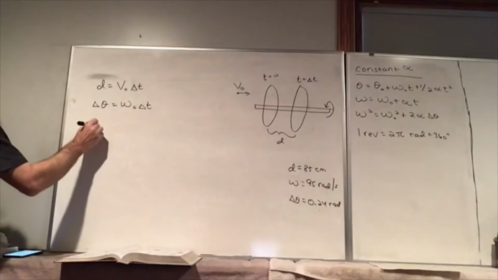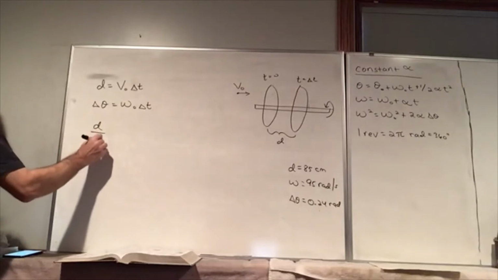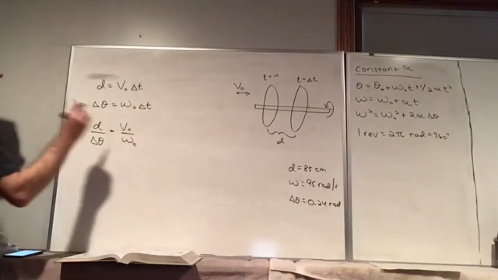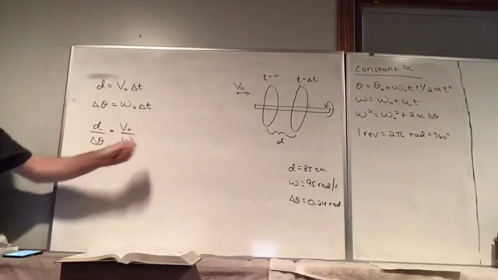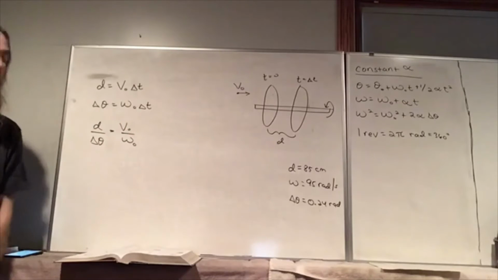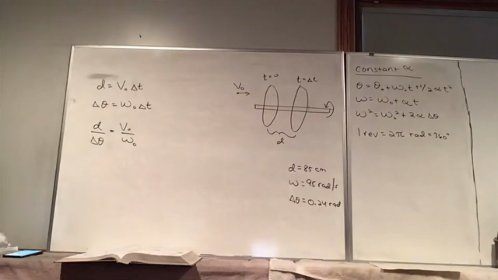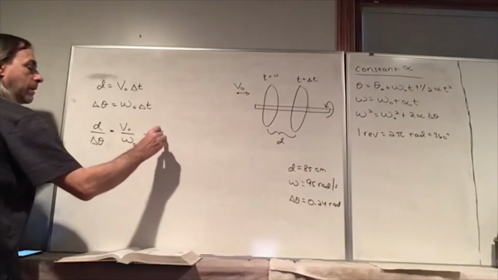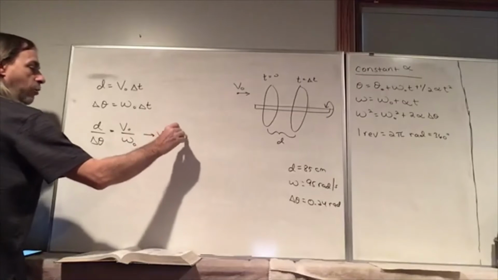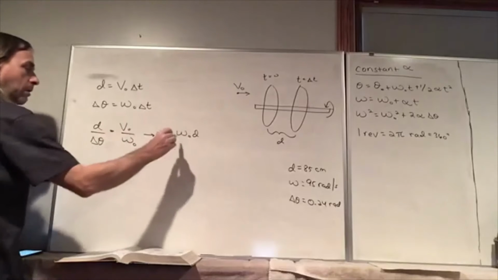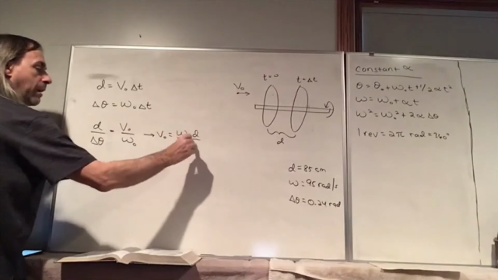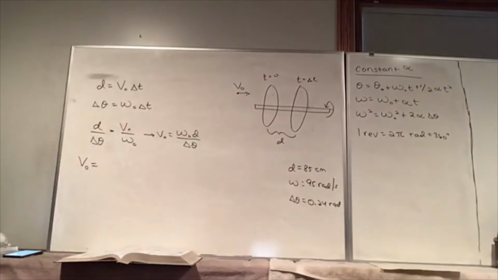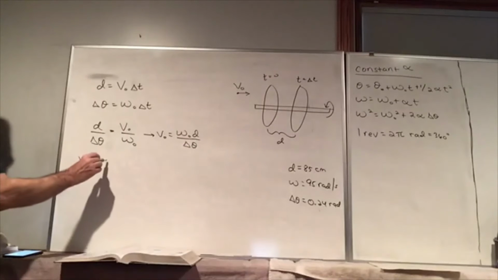So we have d divided by delta theta is equal to v naught divided by omega naught. Like we have v naught delta t over omega naught delta t, but that gets rid of the delta t, and so we can pretty directly solve for the velocity of the bullet. So we have omega naught d divided by delta theta, and let's plug this in. So omega naught, we have 95 radians per second.